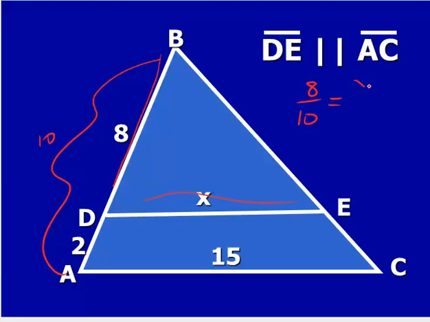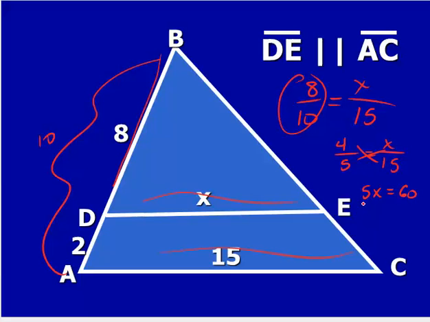Bottom of the small triangle is x. Bottom of the large triangle is 15. I can reduce 8 and 10. If I divide by 2, I get 4/5 equals x over 15. Cross multiplying, we get that 5x is equal to 4 times 15, which is 60. Dividing by 5, we find that x is 12. So be really careful with these different types of problems.